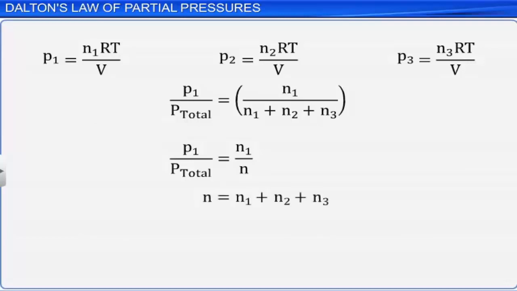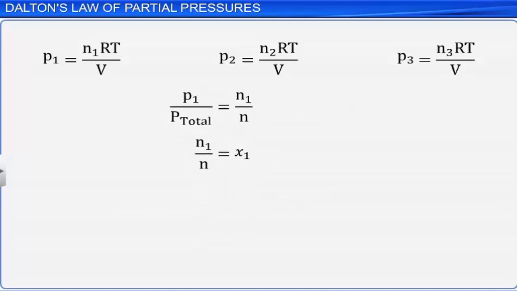We know that N1 by N is equal to X1, where X1 is mole fraction of gas 1. For a mixture of gases, the mole fraction can be defined as the ratio of number of moles of an individual gas to the total number of moles of all the gases present in a mixture. On substituting the values, we get P1 divided by P total is equal to X1. This equation can be written as P1 is equal to x1 multiplied by P total.